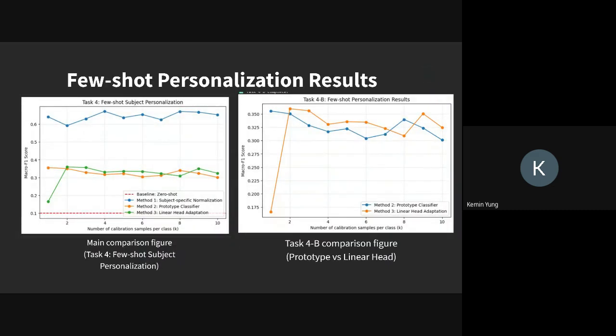So these figures show the macro F1 performance under different K-shot settings. The dashed line represents the zero-shot baseline. Among the 3 methods, subject-specific normalization achieved the best overall performance. Prototype classifier and linear head adaptation both significantly outperform the zero-shot baseline, and prototype classification worked especially well in the low-shot settings. And next slide, please.